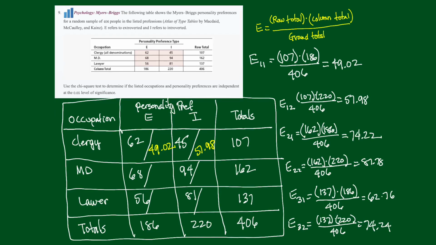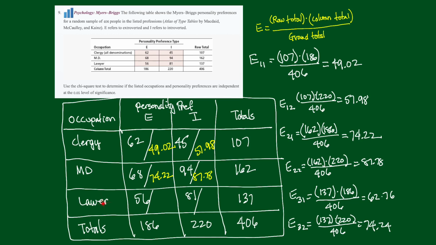And then second row, first column. Second row, first column is 74.22. So that'll be a 74.22. Then second row, second column is 87.78.